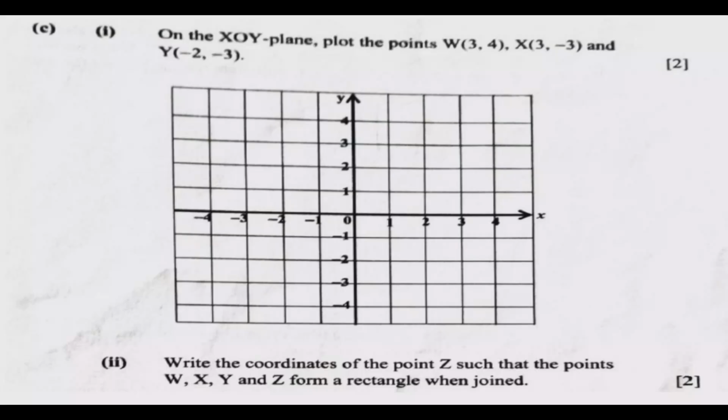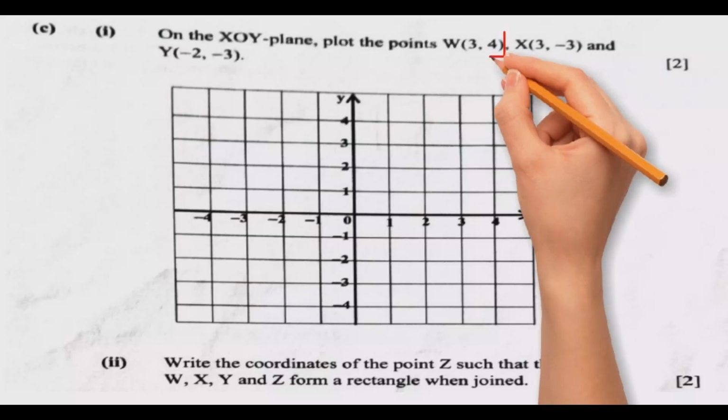Question 7C1 was as follows. On the x-y plane, plot the points W(3, 4), X(3, -3), and Y(-2, -3).